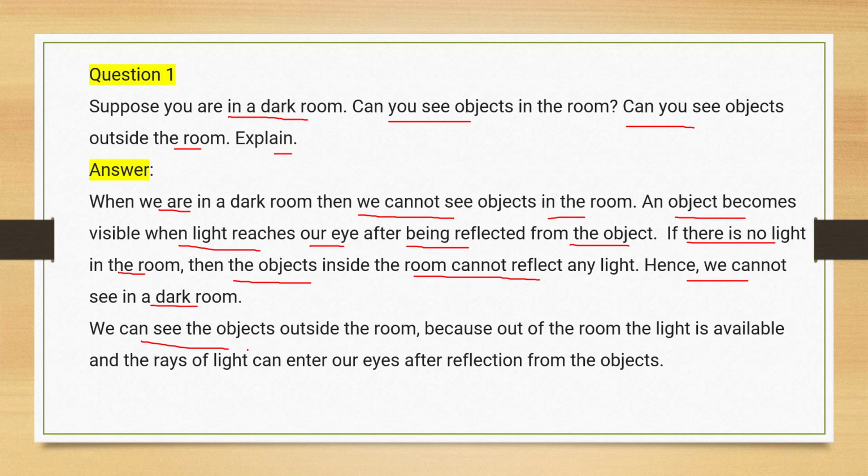We can see the objects outside the room because out of the room the light is available and the rays of light can enter our eyes after reflection from the objects.